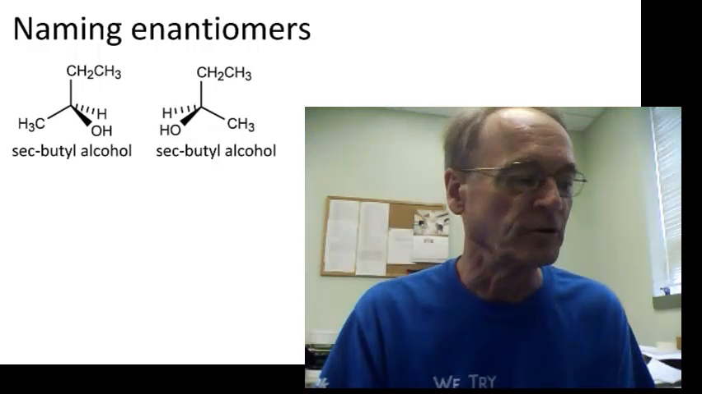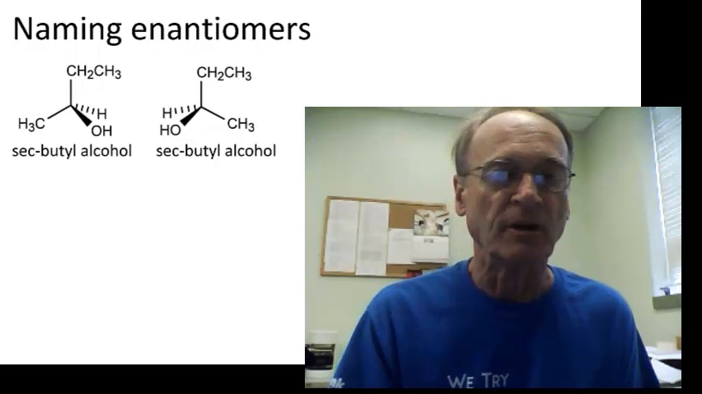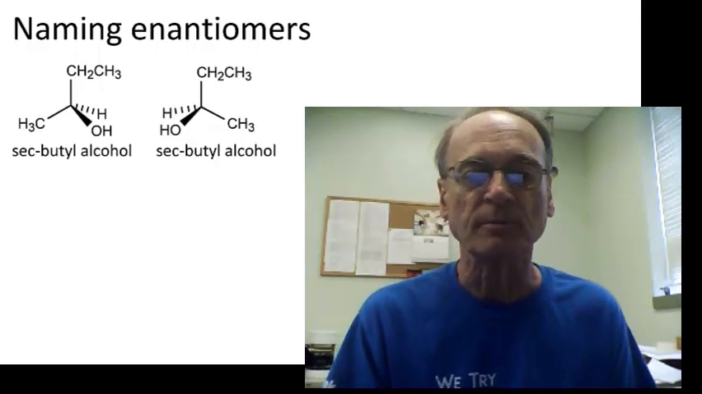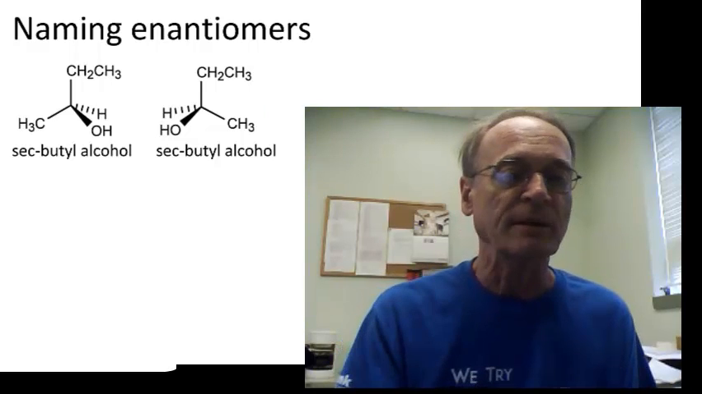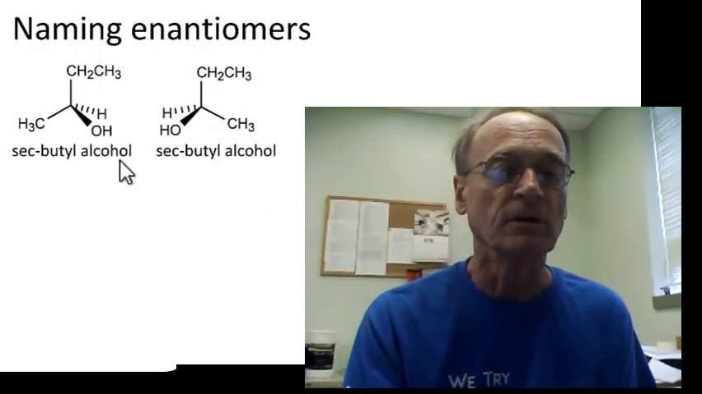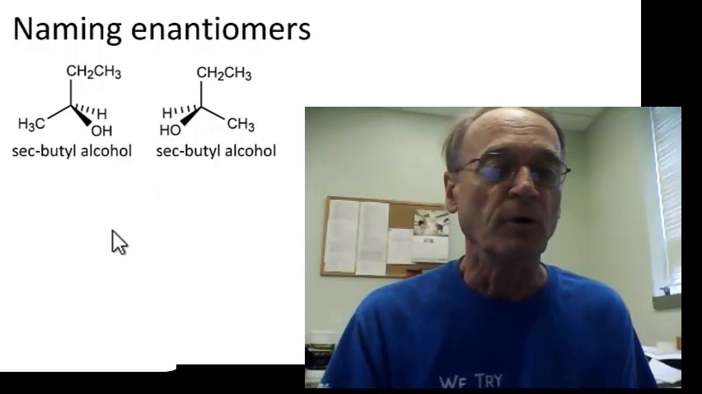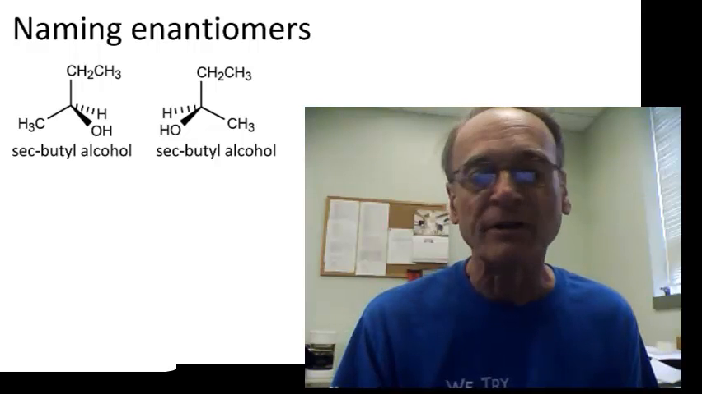Every other substance we've learned so far has a name. Sometimes a common name, sometimes an IUPAC name, sometimes both. But the point is, when you have enantiomers, they are the same compound, are they not? This one is called sec-butyl alcohol, for example. This one's called sec-butyl alcohol. They both happen to be chiral, but they're not the same as each other, right?